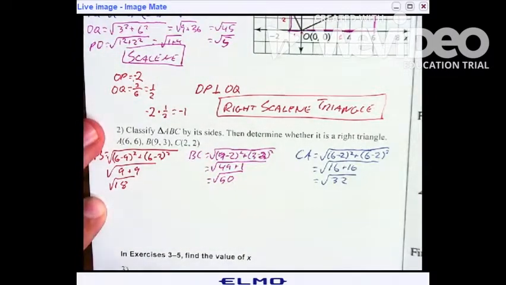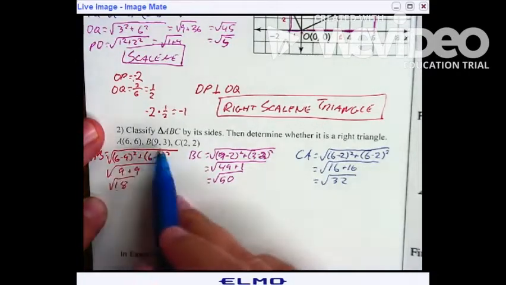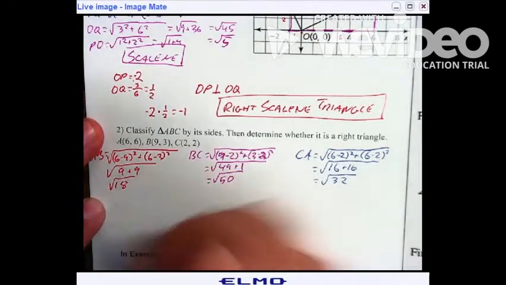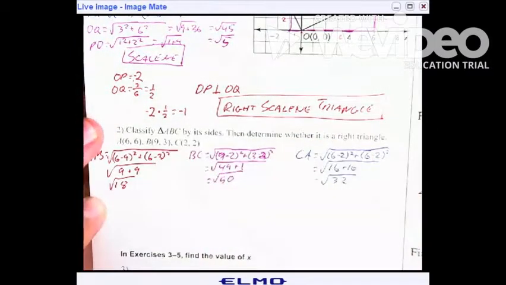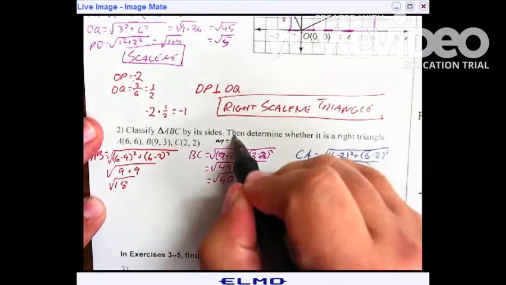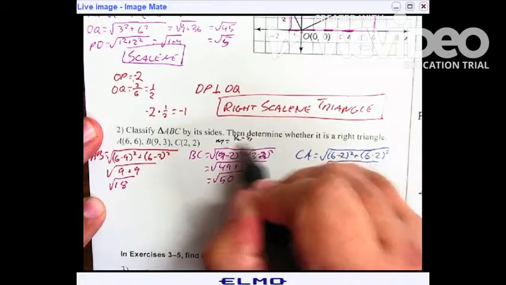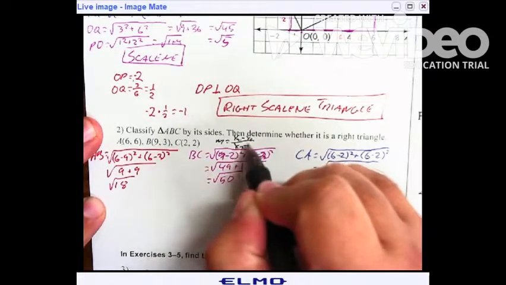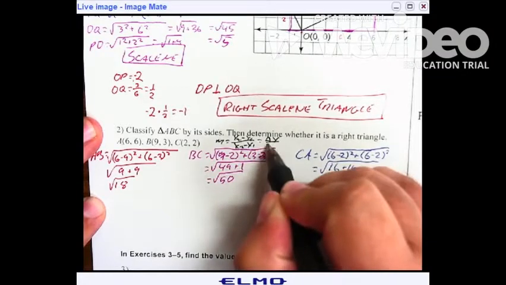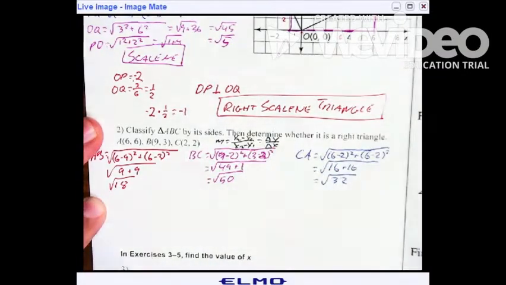Now we need to see, is this a right triangle? So we need to find the slope for all of these. Well, I don't have a graph anymore, so I have to do the slope formula, which, if you remember, slope is equal to y2 minus y1 over x2 minus x1, or if you prefer, change in y over change in x, right?